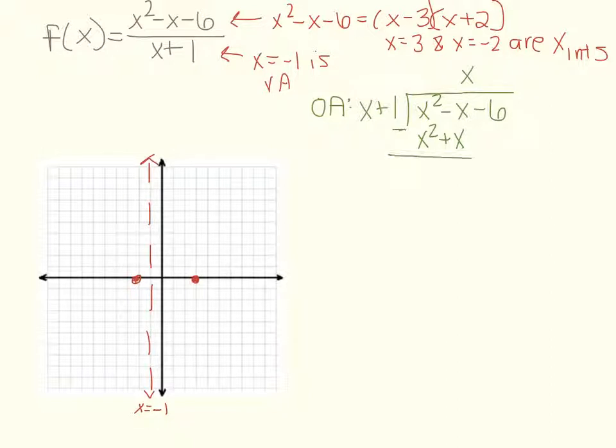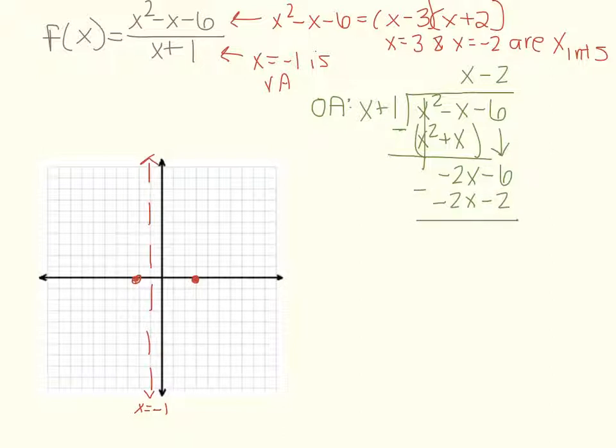Like with long division, we go ahead and subtract everything. x squared minus x squared cancels. Negative x minus another x is actually negative 2x. Be sure to remember that you're subtracting. And then we carry down this negative 6. And we repeat the process. What do we need to multiply this x by to get negative 2x? Negative 2. Negative 2 times x is negative 2x. Negative 2 times 1 is negative 2.